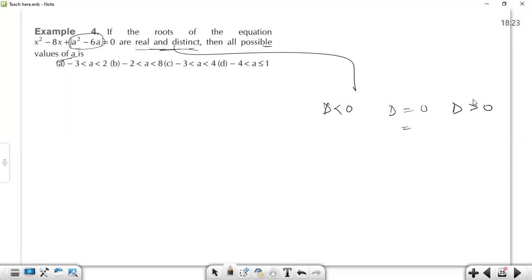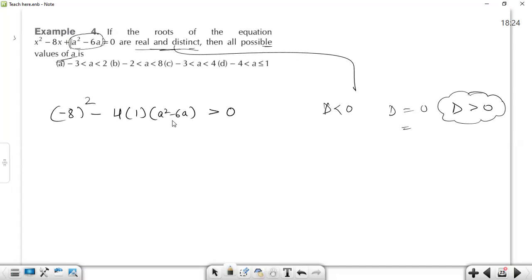The discriminant has to be positive, more than 0. Then the roots will be real as well as distinct. So the discriminant is b square minus 4ac. Here, what is b? Minus 8, sir. Minus 4 into a is 1 and c is a square minus 6a. Very good. So this is the discriminant and it should be greater than 0 as per the given condition.